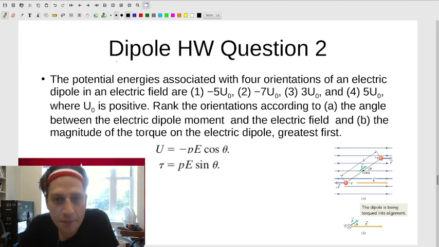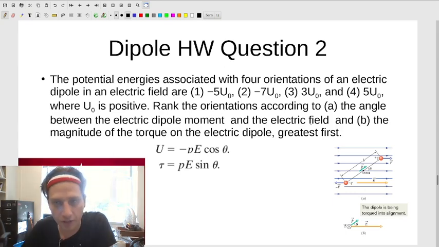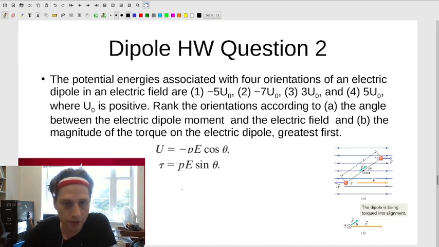Now, this is the problem that students typically have the most difficulty with out of this homework set. So I will try to talk you through it. It says the potential energies associated with 4 orientations of an electric dipole in an electric field are these things. It asks you then to rank the orientations according to the angle between the electric dipole moment and the electric field, and then the magnitude of the torque on the electric dipole, greatest first.